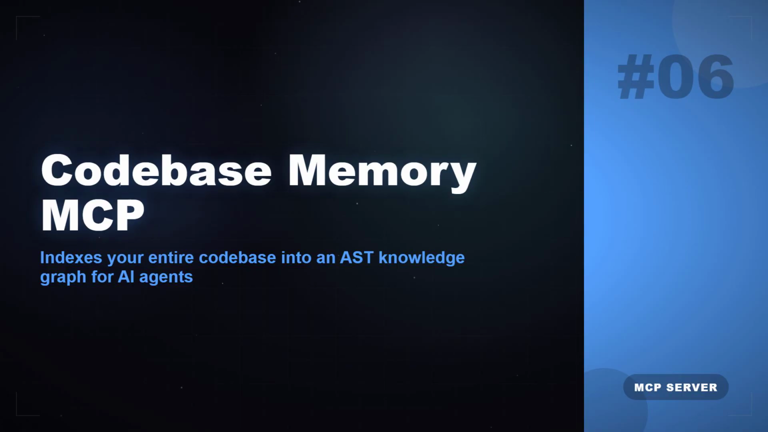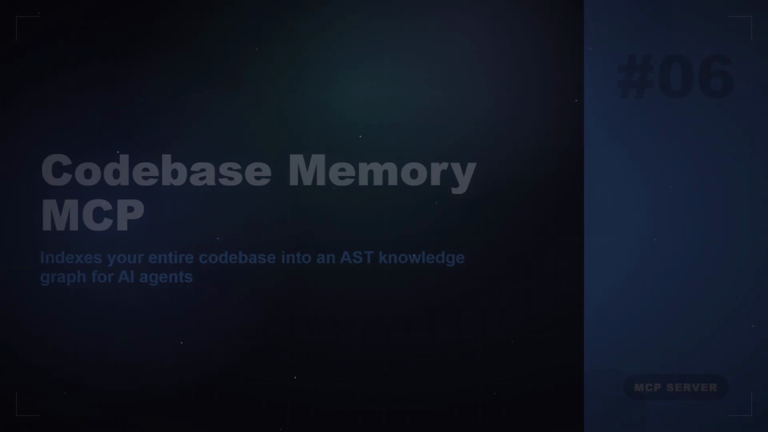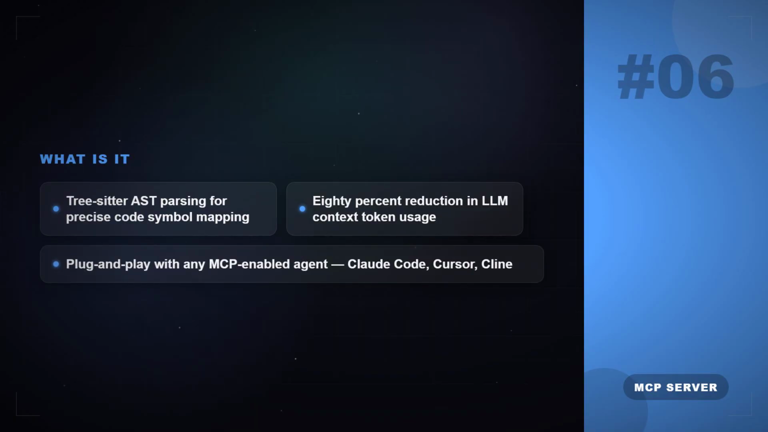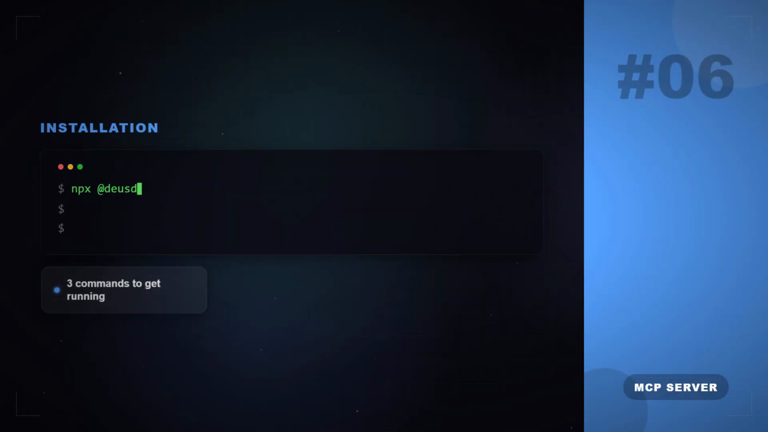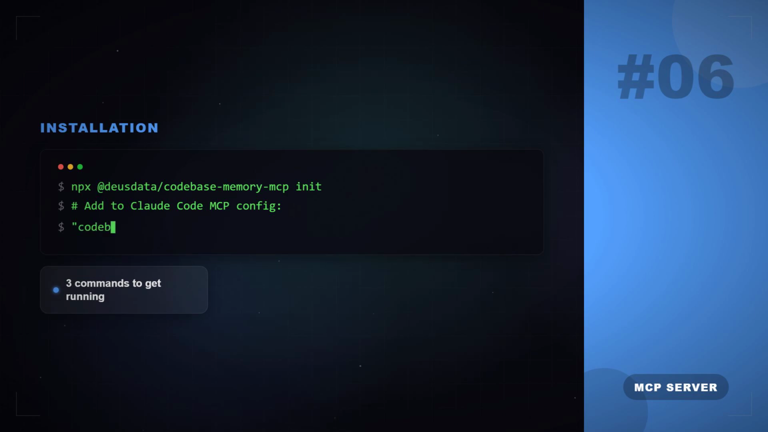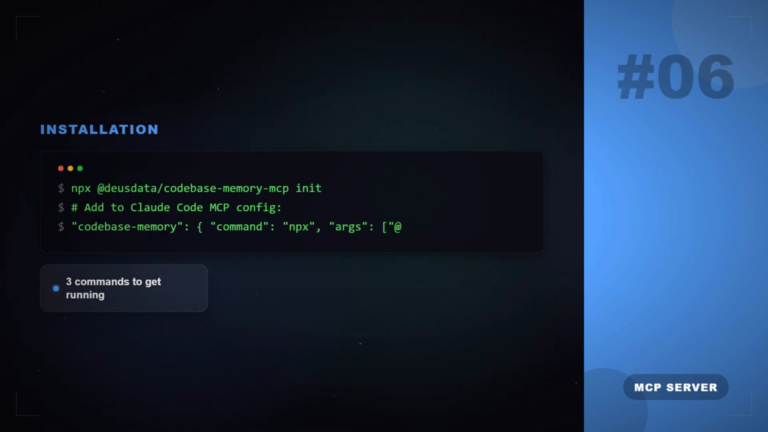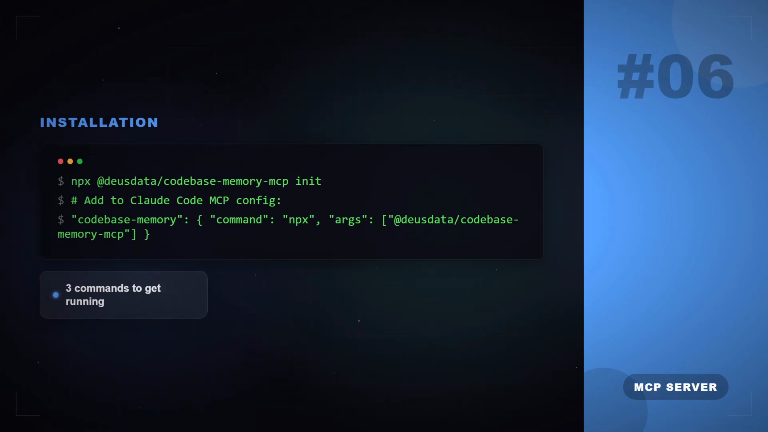It indexes your entire codebase into an AST knowledge graph so AI agents can navigate million-line repos efficiently. This MCP server uses Tree-sitter to parse your codebase into a precise symbol map with relationship queries. It reduces LLM context token usage by 80% and works plug-and-play with Claude Code, Cursor, and Cline. Initialize with npx and add it to your MCP config. That's it. Your coding agent now has structural awareness of your entire repository.